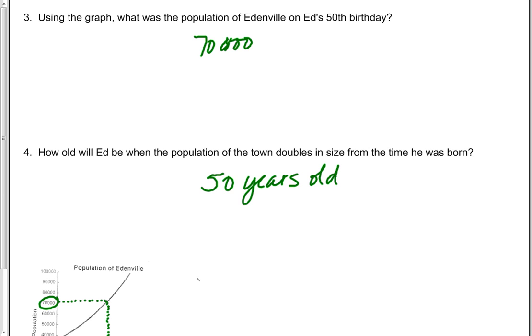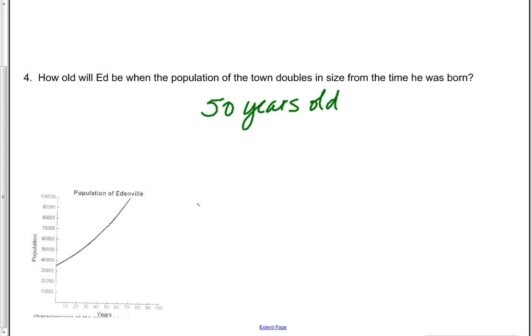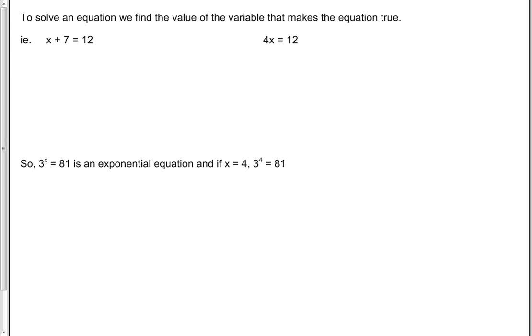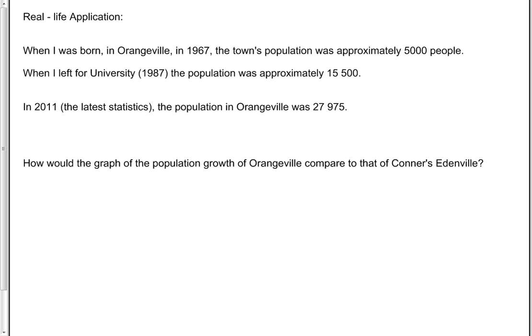When I was born, the initial value was 5,000. So my initial value is quite different. 20 years later, it was 15,500. And then, in 2011, so let's do the math on that, 44 years later, okay, let's put that on. 44 years is 27,975.